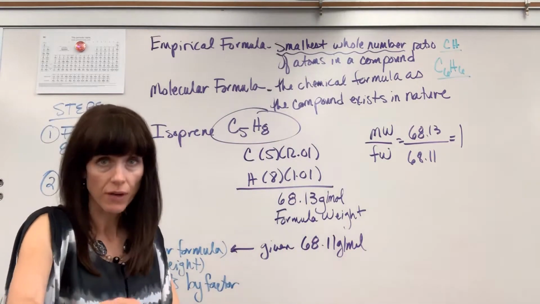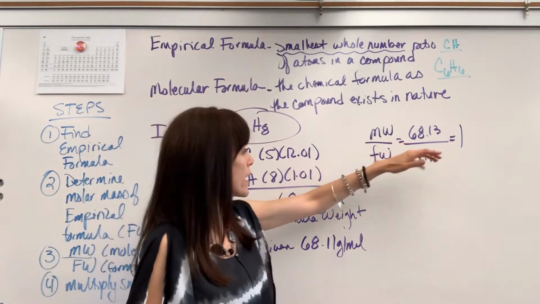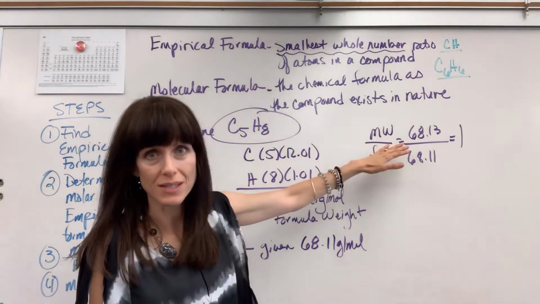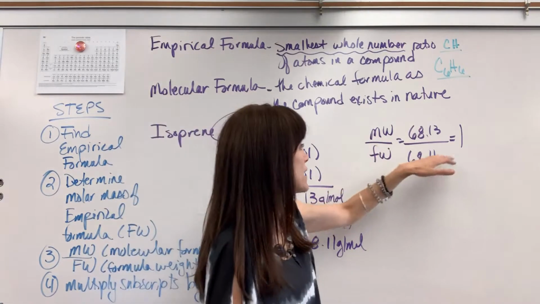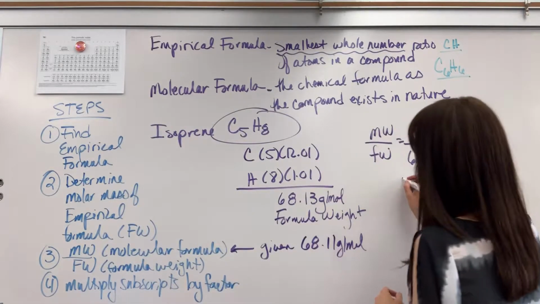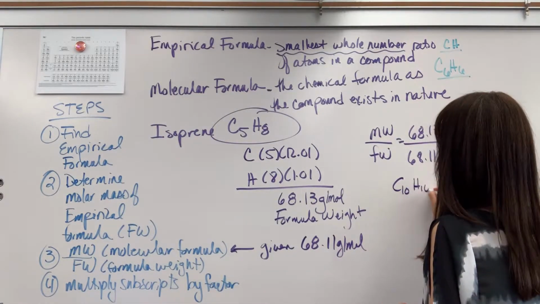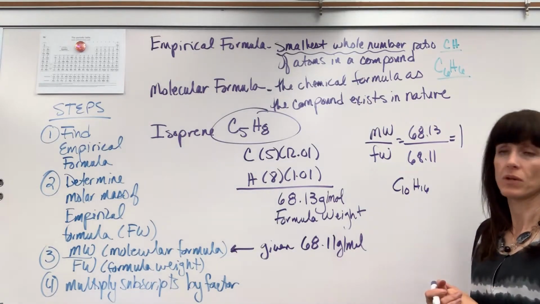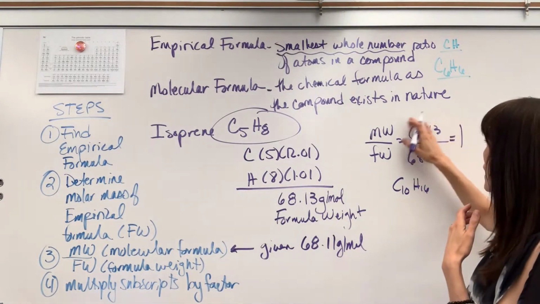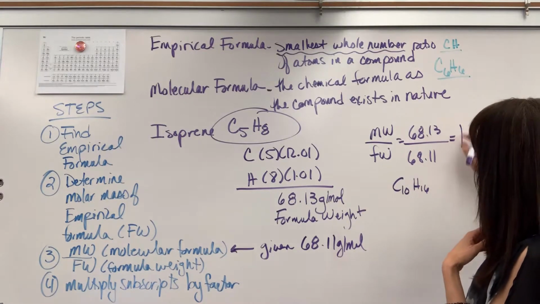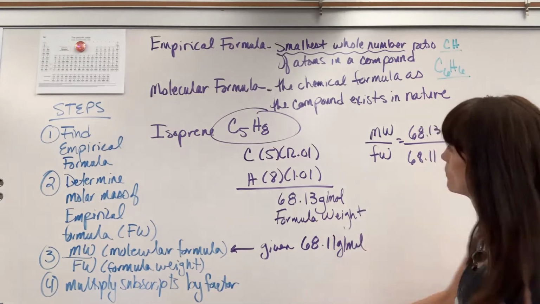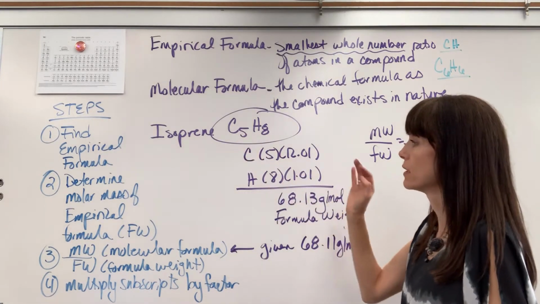Now, just for the sake of argument, let's say that the molecular weight had been 136.26, okay? So we divide it, you come up with 2. In that case, multiply the subscripts, we would have had C10H16. That would have been the molecular formula. If we had had twice the amount of molar mass for molecular formula, we'd have gotten a factor of 2. Multiply subscripts. In this case, though, they're the same. So there we have it, C5H8.